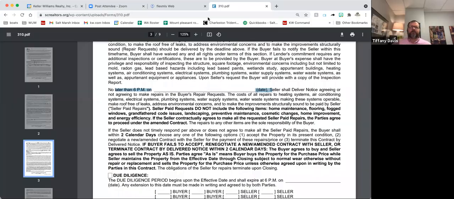So, in a nutshell, here's what happens in this situation. Buyer has home inspected. Anything comes up under the 8 or 9 things that are on there, buyer puts seller on notice. Seller has 1 of 2 options. Yes, I'm going to do them. No, I'm not. Excuse me, seller says, yes, I'm going to do them.